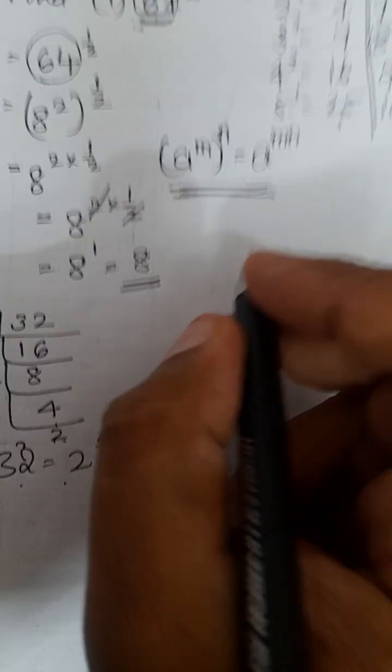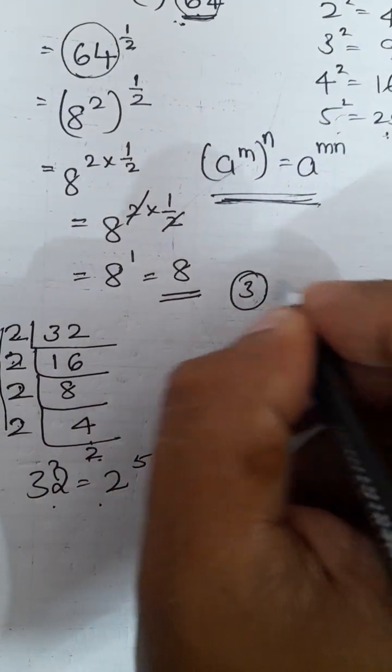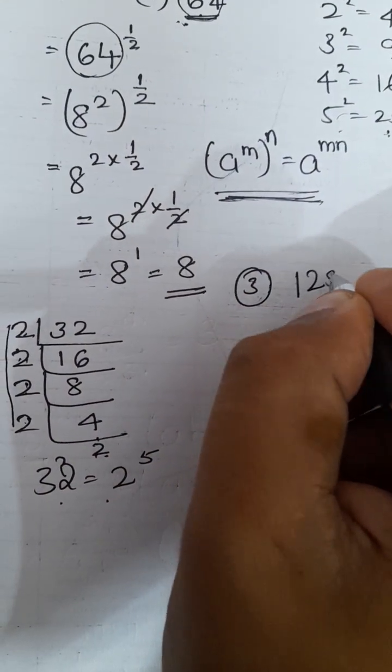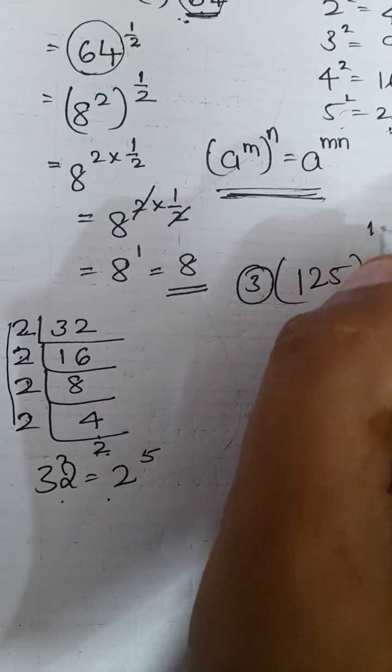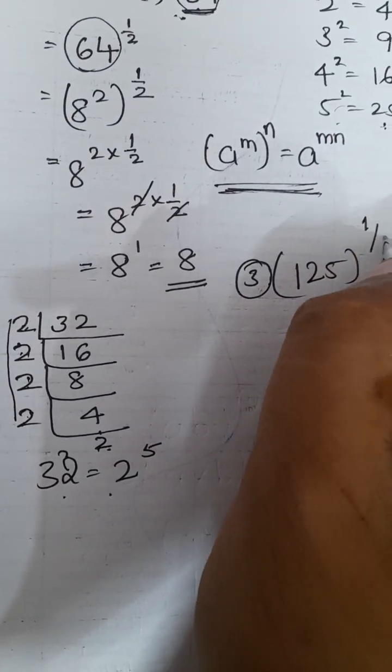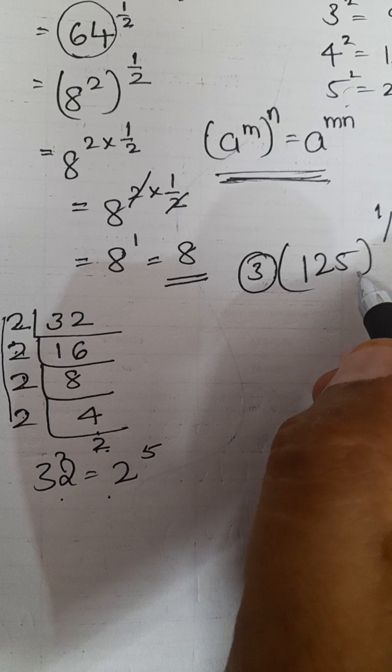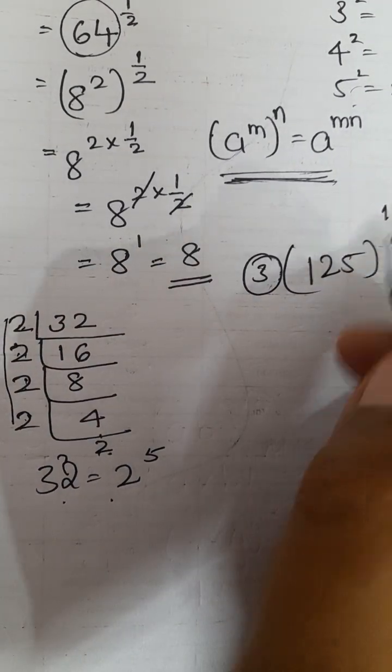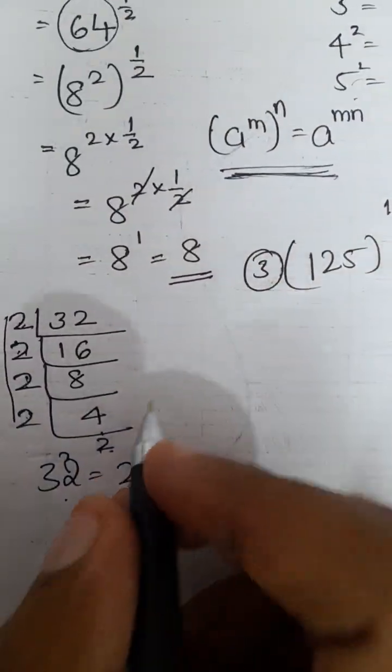Okay. So the next, third sum is 125 to the power 1 by 3. Now if you just see this, I have written here up to 10. Now let us go further.